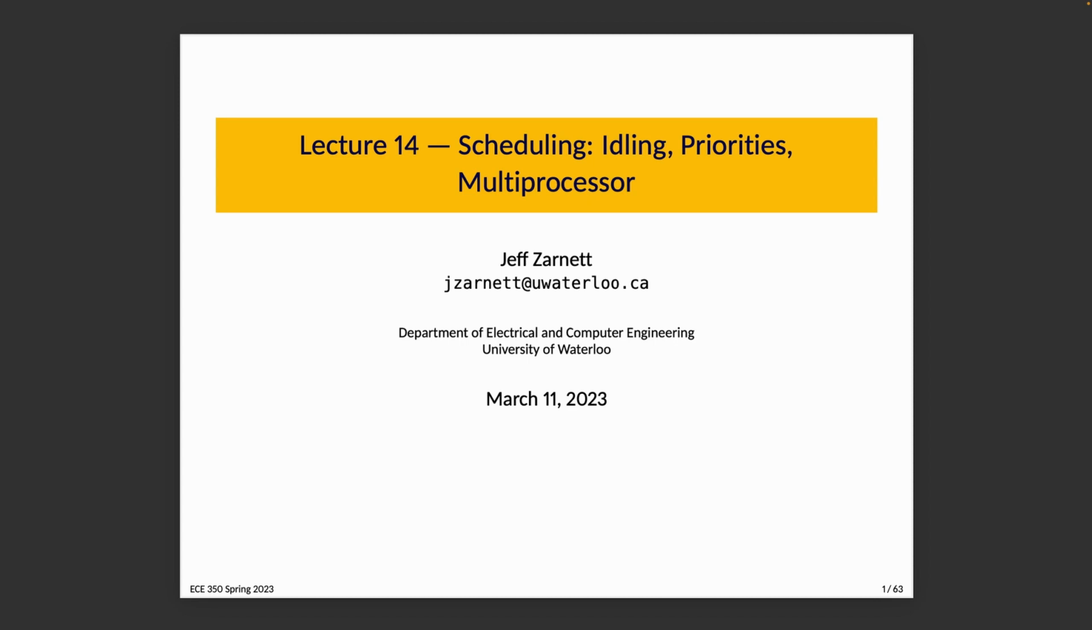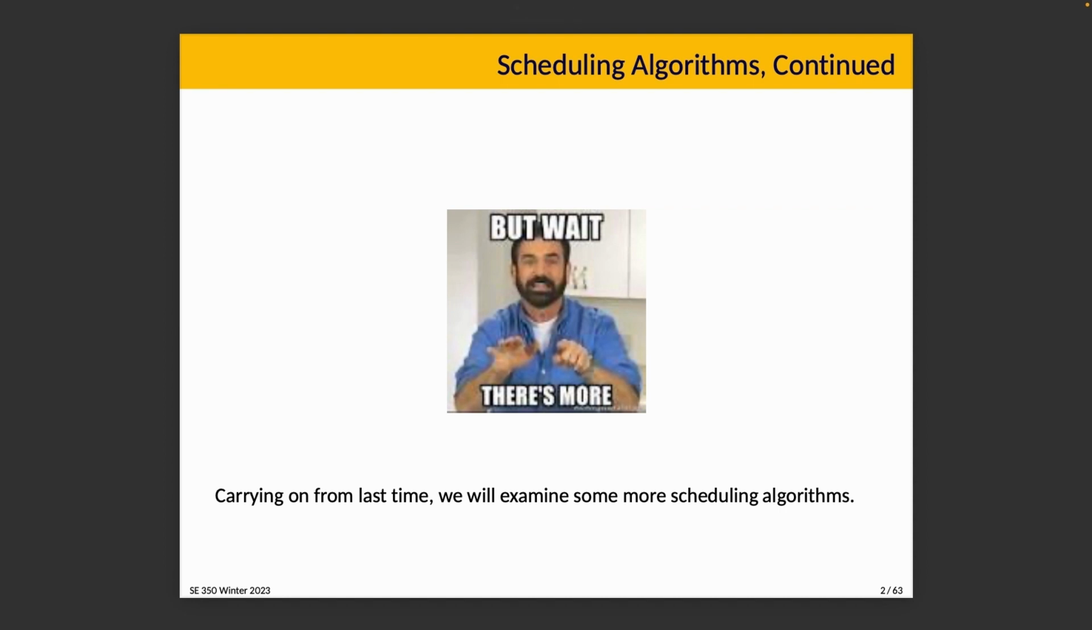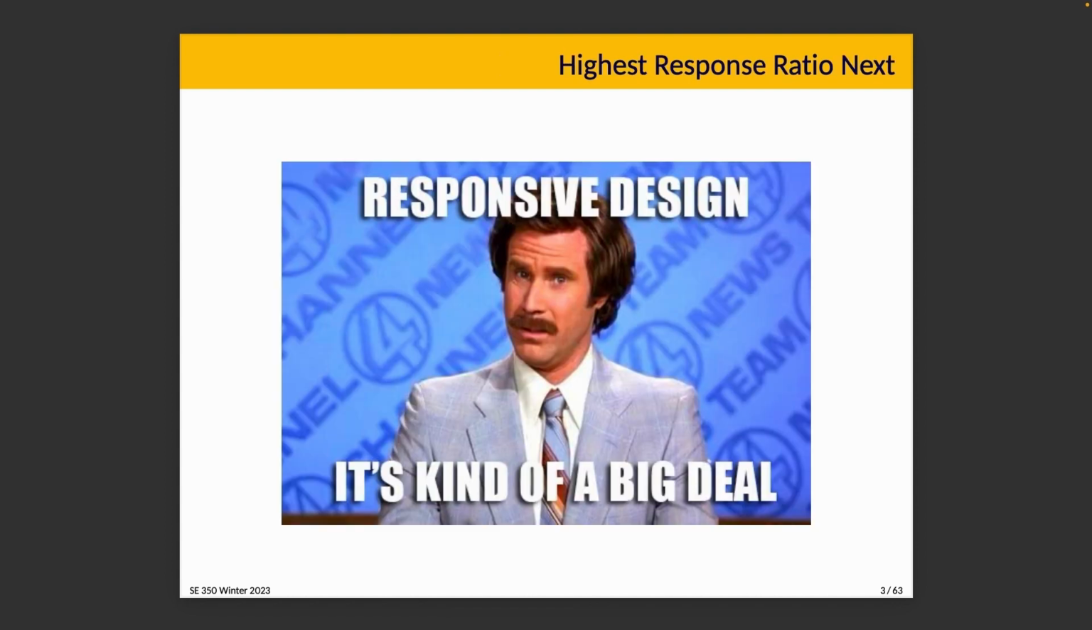Lecture 14, Scheduling, Idling, Priorities, and Multiprocessor. When we left off in the last part, we said there are some scheduling algorithms, and we talked about, I believe, 6 out of 10 of them. Well, now we should go back and finish the remaining ones, right? One of the ones that was left was highest response ratio next.